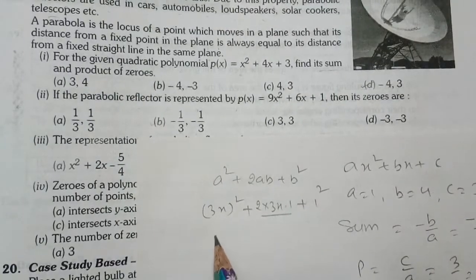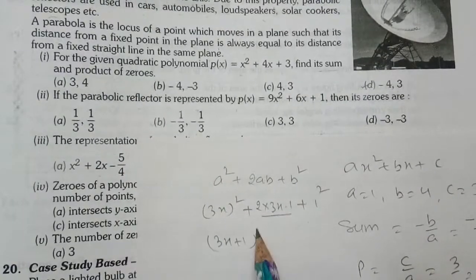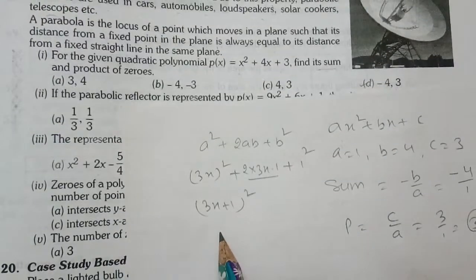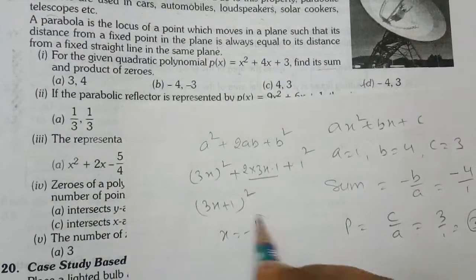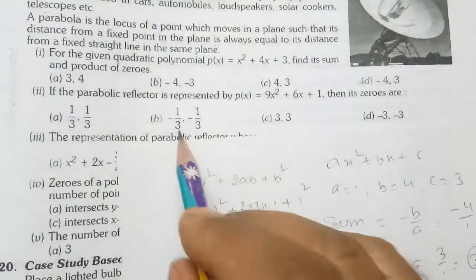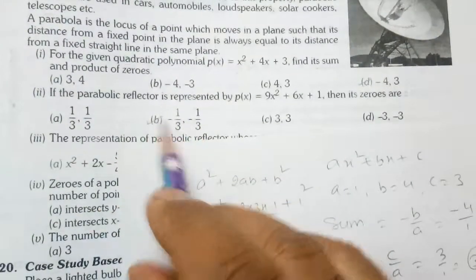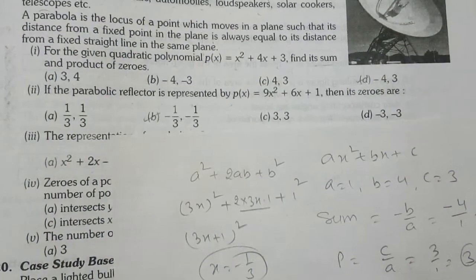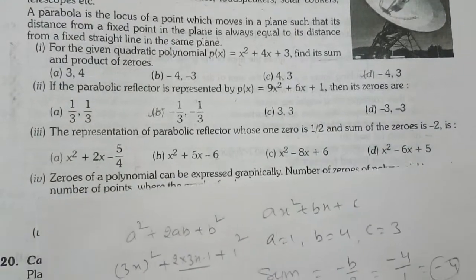So this is the identity, 3x plus 1 whole square, equal to 0, and x equals minus 1 by 3. So two zeros will come here. So minus 1 by 3 and minus 1 by 3 are the two zeros here by this identity. So B is the answer here.